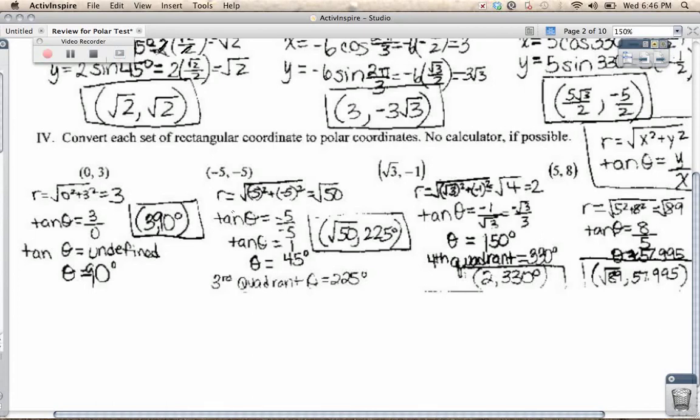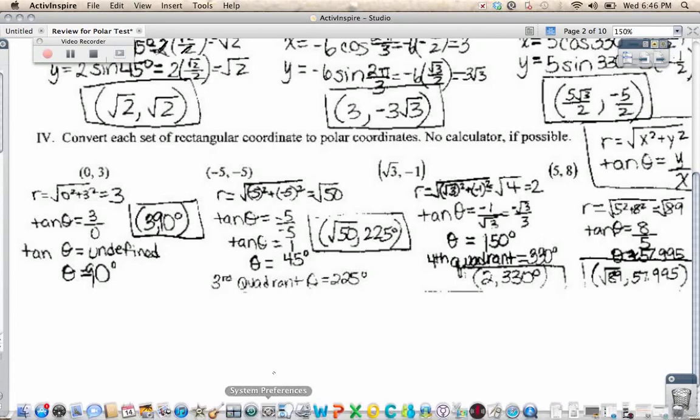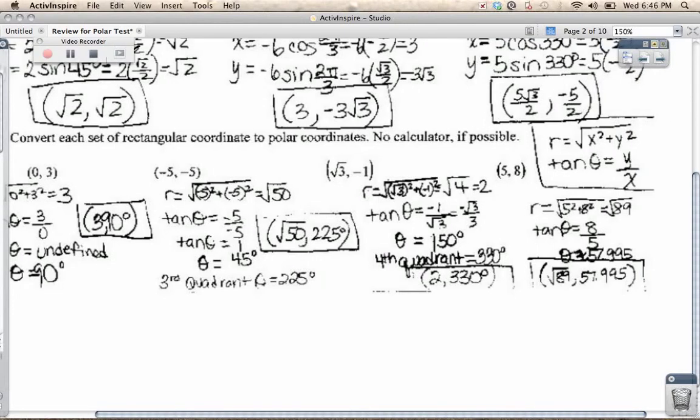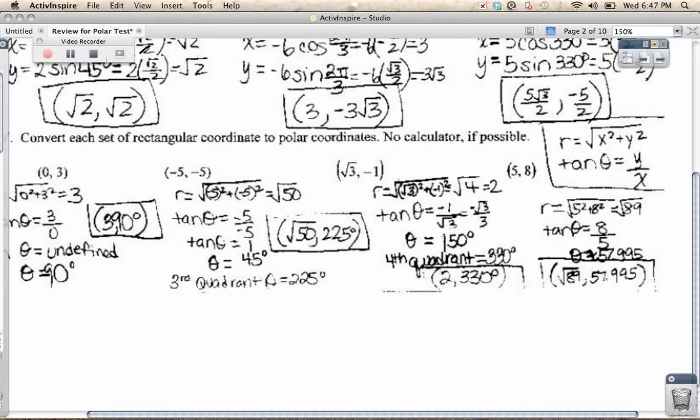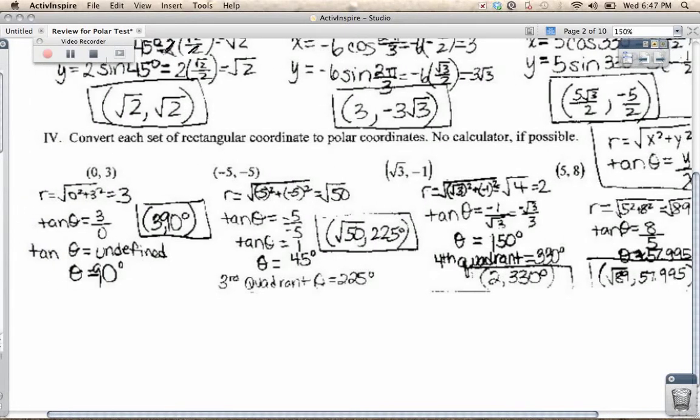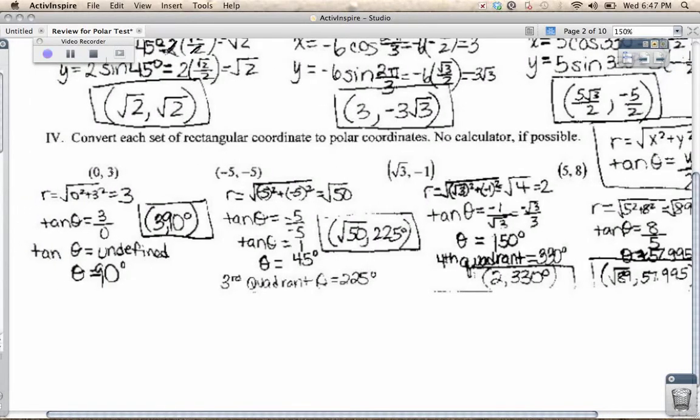Right, so for number 4, we are going to use the two formulas, r equals the square root of x squared plus y squared, and tan theta equals y over x. So first, to find the r value, I have to identify x and y. In this case, x is 0 and y is 3. So that will give me the square root of 0 squared plus 3 squared, which is just going to be 3. The 0 really is unnecessary. So the square root of 3 squared is 3.